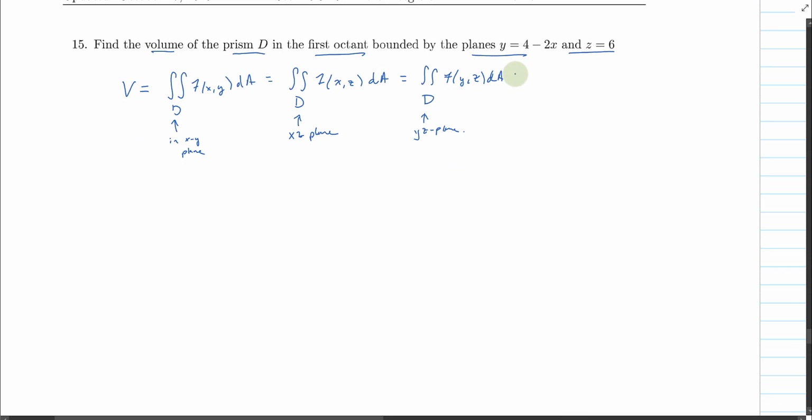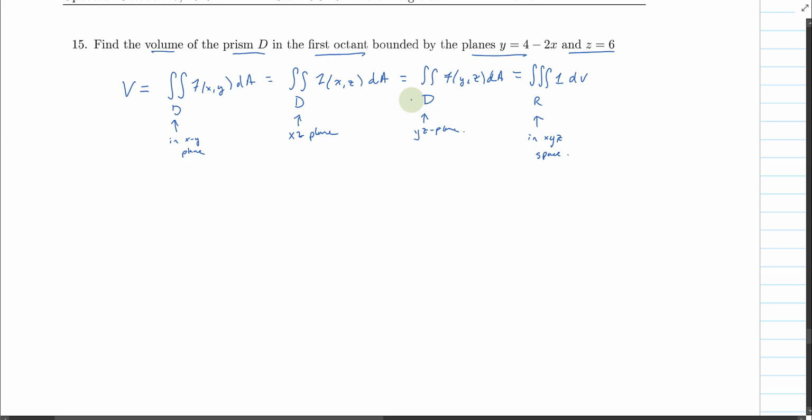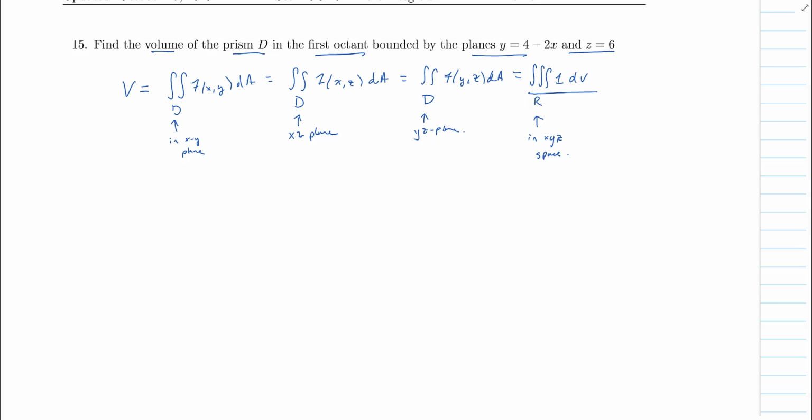But the way we're going to do it in this problem is the triple integral way, where we take the triple integral over some other region R in xyz space of our volume-finding function, 1 dV. Although we could have accomplished this problem in earlier sections, we're going to use this triple integral format. So let's try to sketch this region.